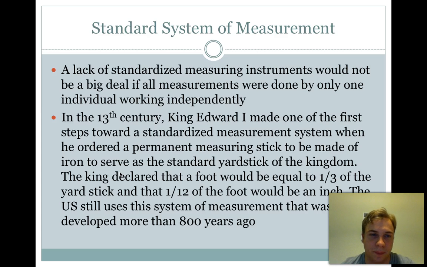Standard system of measurement. A lack of standardized measuring instruments would not be a big deal if all measurements were done by only one individual working independently. In the 13th century, King Edward I made one of the first steps toward a standardized measurement system when he ordered a permanent measuring stick to be made of iron to serve as the standard yardstick of the kingdom. The king declared that a foot would be equal to 1/3 of the yardstick and that 1/12 of the foot would be an inch. The U.S. still uses this system of measurement that was developed more than 800 years ago.